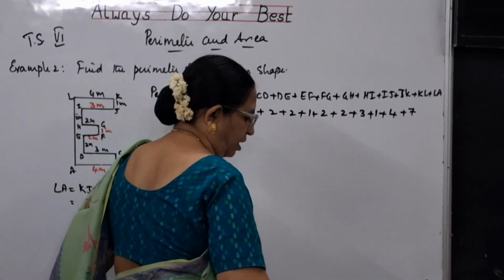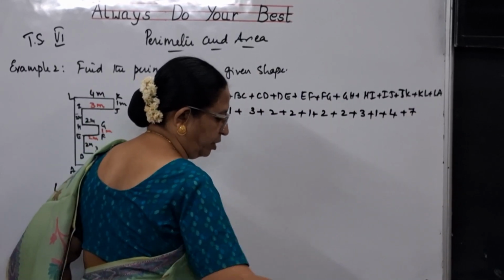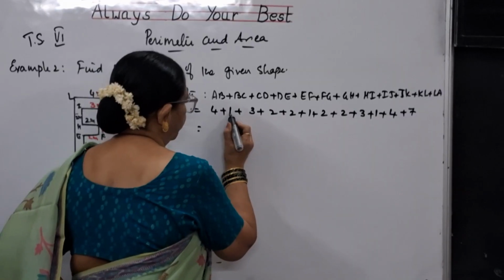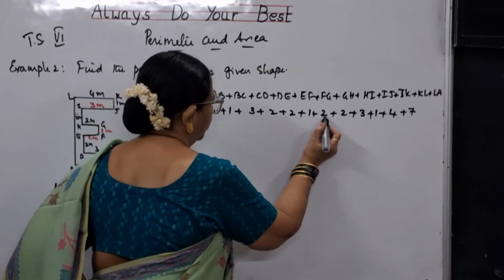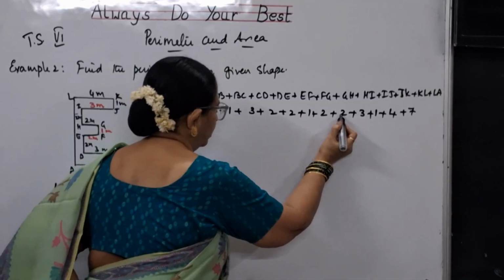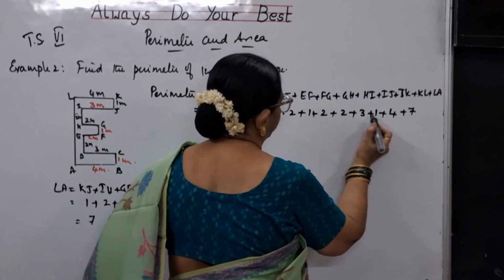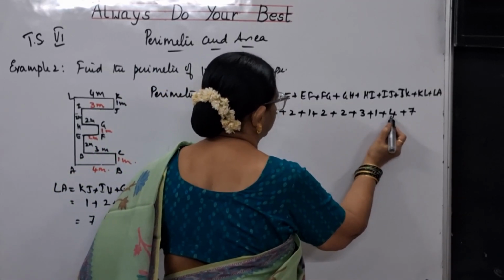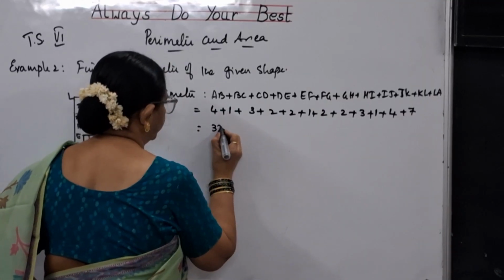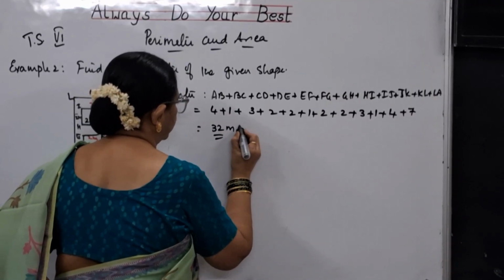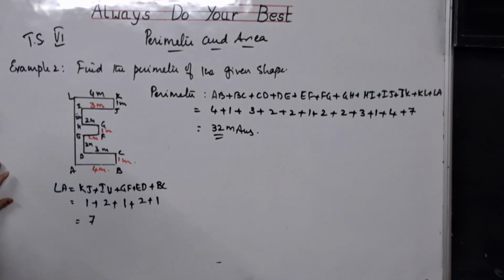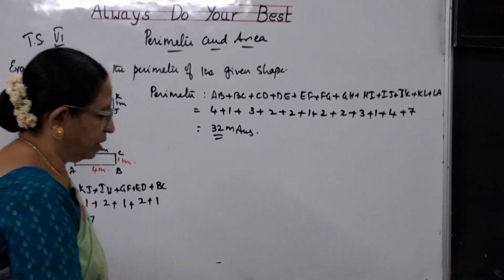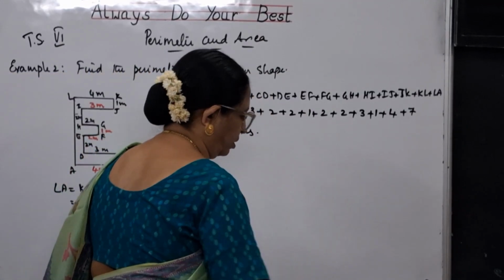So let us add all these. How much are we going to get? 4, 5, 8, 10, 12, 13, 15, 17, 20, 27, 28, 32. 32 meters is the answer, children. On the whole, its measure is 32. I hope I am clear. Please note it down.